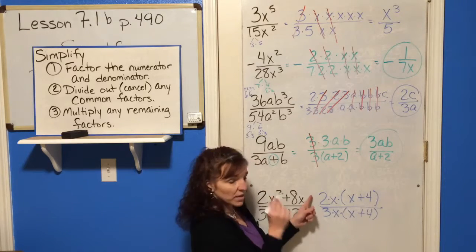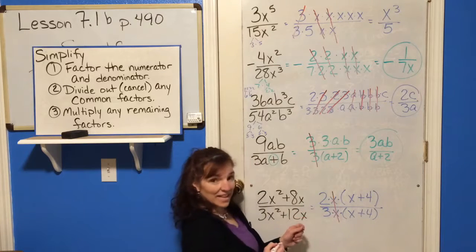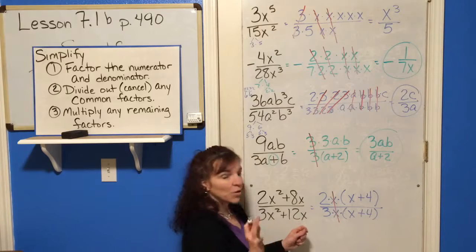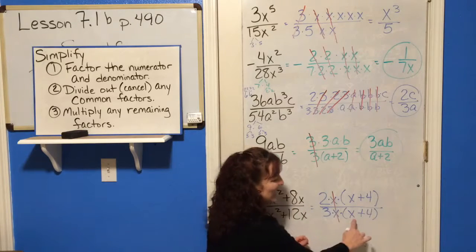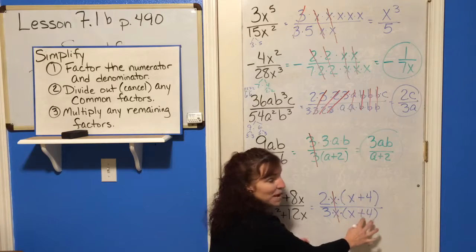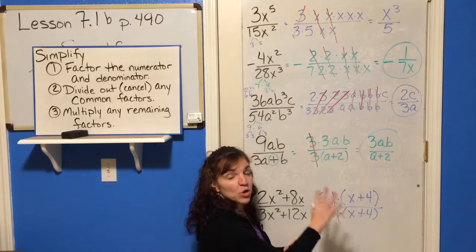We can't cancel those out, but x and x match exactly. So we can cancel those out, and watch this. x plus 4 matches exactly x plus 4. It has to match exactly. If any part is different, even just the signs are different, those will not factor.